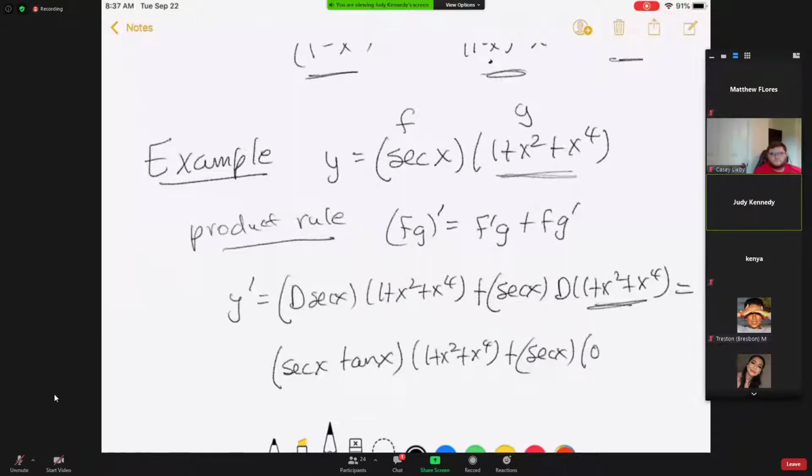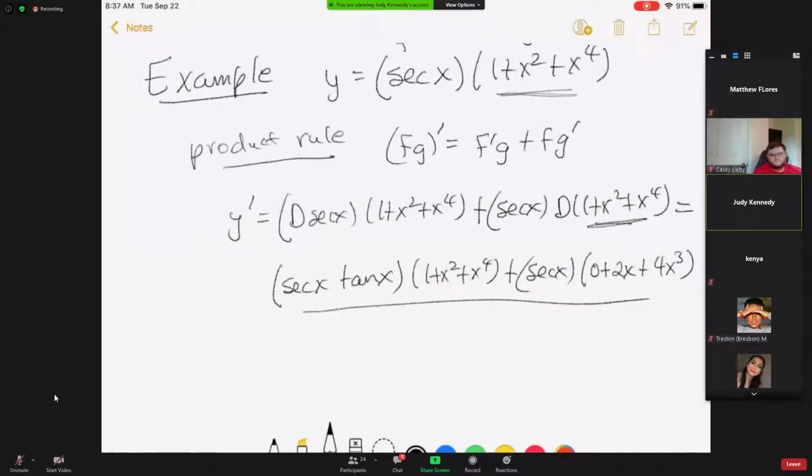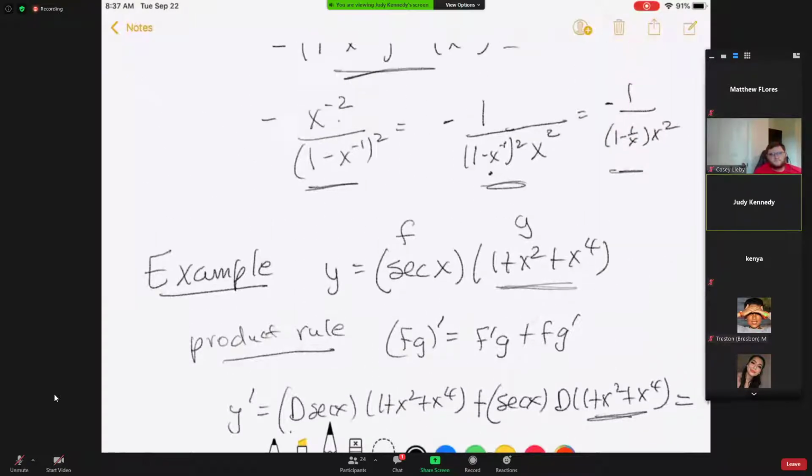So the derivative of 1 is 0. The derivative of x squared is 2x. The derivative of x to the fourth is 4x cubed. And okay, you can just leave it like that. That one's not going to simplify very well. Factor out the secant, I guess, but that's about it. Any questions before I go further?